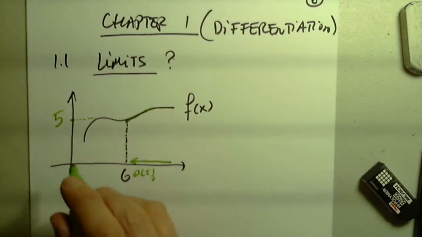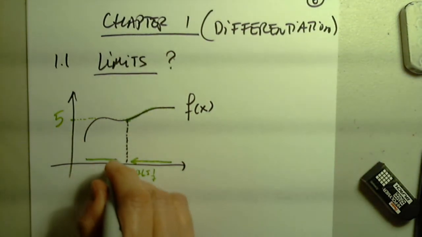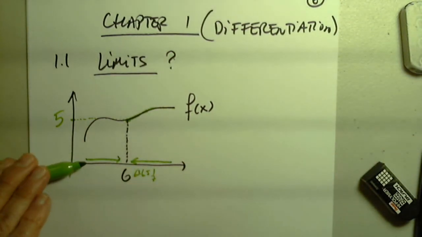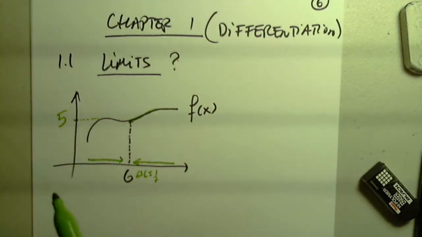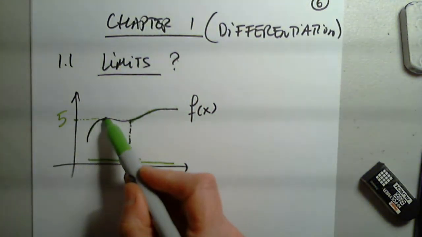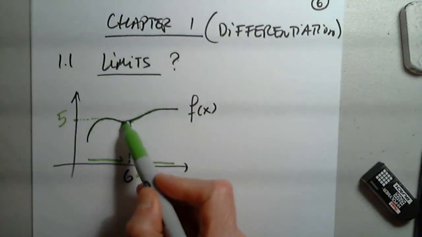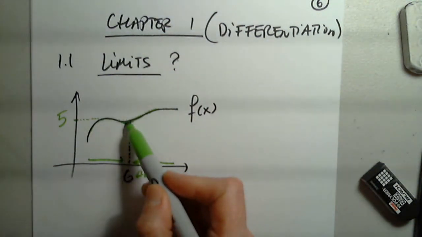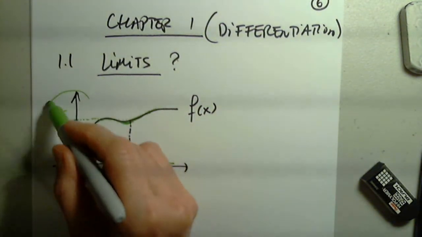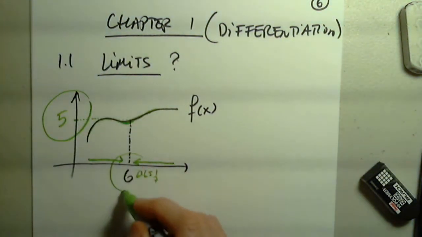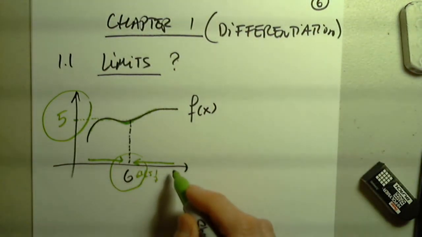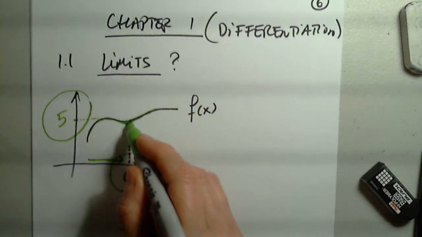Now let's talk about the same concept from the left-hand side. Imagine that we approach 6 from the left-hand side. The function values will approach which number? 6? Or no? The function values are read only on this axis. The x values are read only on this axis. Would it be 5 again? It will be 5 again.